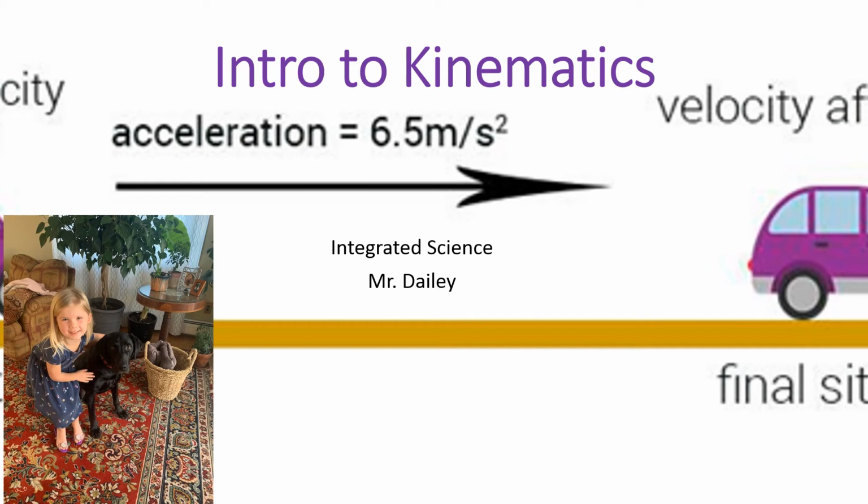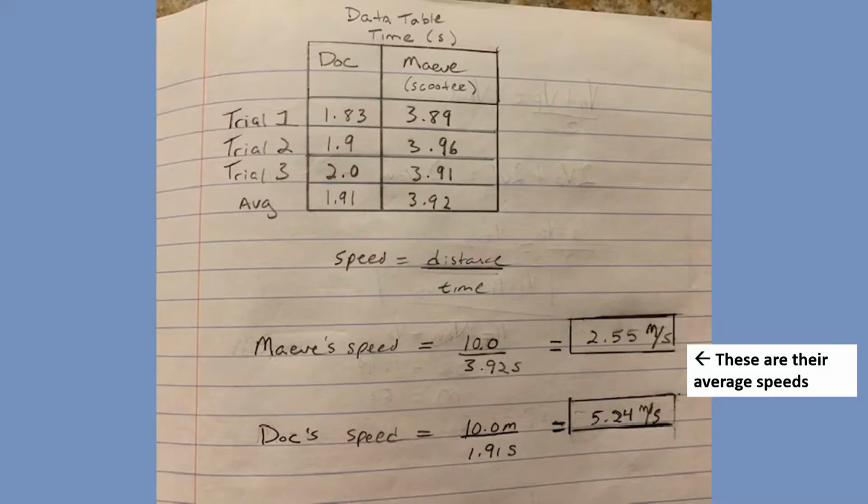Alright, welcome to our intro on kinematics, and this is an extension of our first experiment, which calculated speed. And there you can see my daughter Maeve and my dog Doc, the two test subjects in my experiment. Let's get started. Just wanted to show you the data table one more time.